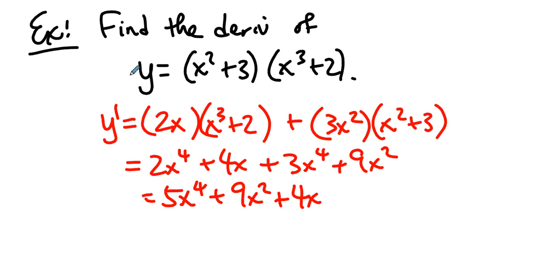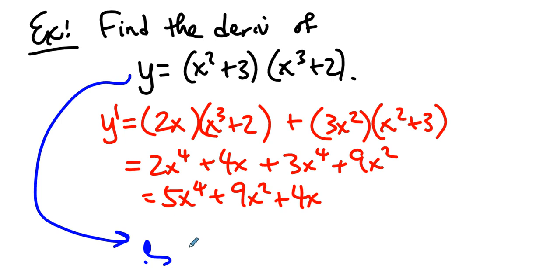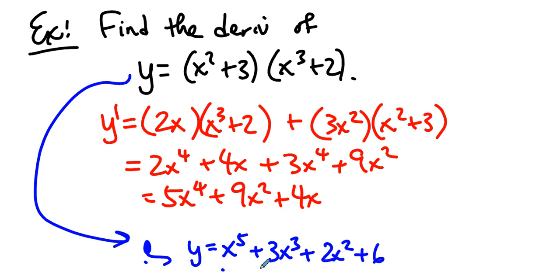None of that is terribly surprising because, let's do a quick side note here. What's the original function anyway? The original function is x to the 5th plus 3x cubed plus 2x squared plus 6. And if you take those derivatives, you end up with that anyway. So that's good shape for us. That's the product rule. The product rule does what it's supposed to do. It gets us the answers it's supposed to get.